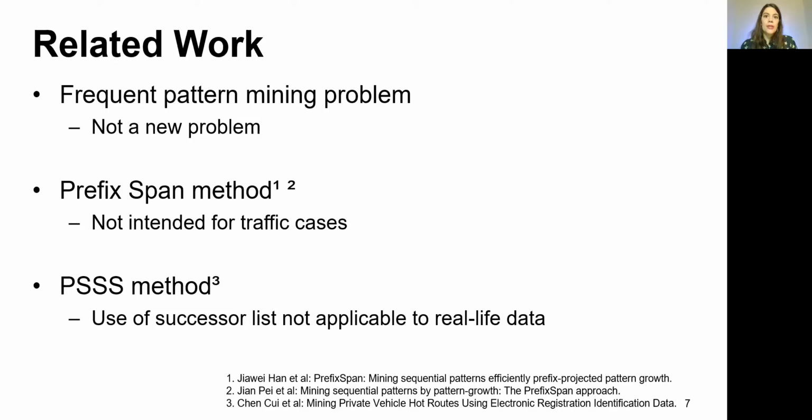However, the previous works done were not intended for the traffic applications like the PrefixSpan method, or if they were, they pose limitations regarding the real-life data that we had in our case, as the PSSS method. Specifically, the PSSS method uses the successor list for each road edge to find and extend the frequent flows that in our case cannot be applied because, as mentioned earlier, we have missing detectors and sometimes missing detections. If applied, the resulting flows are wrong with respect to our definition.